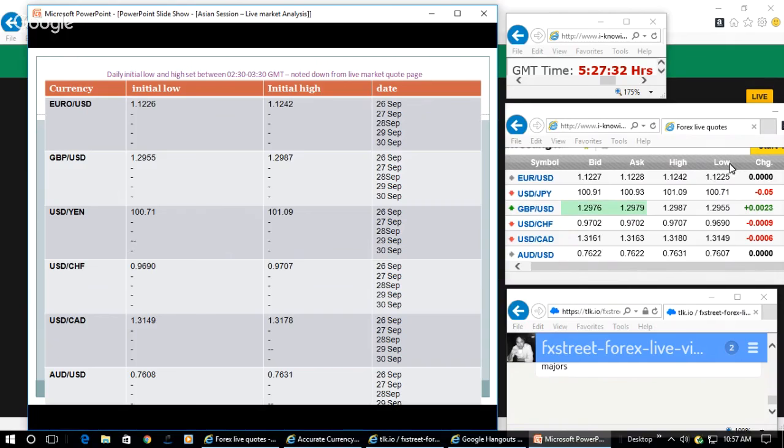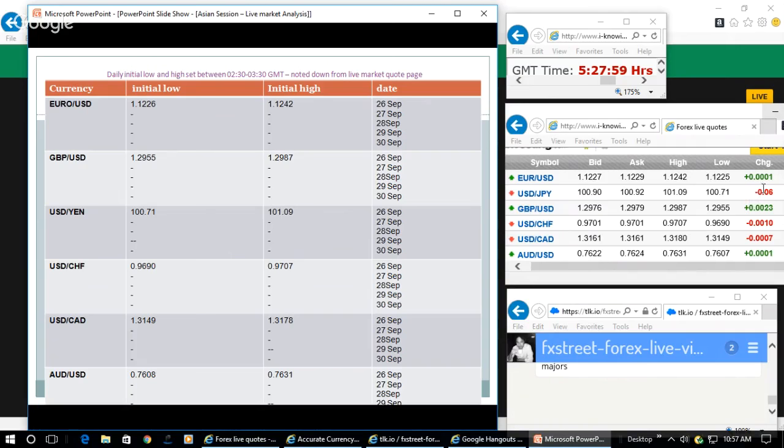In the case of GBP, 1.2955 is the low, 1.2987 is the high. They don't breach the low or the high. Also in the case of yen, 100.71, 101.09, they don't breach the low or the high, indicating that they are handling nominally the yen and yen crosses by making slow moves either way.